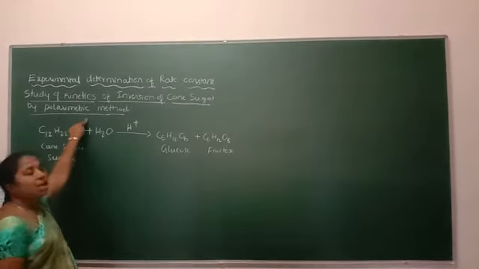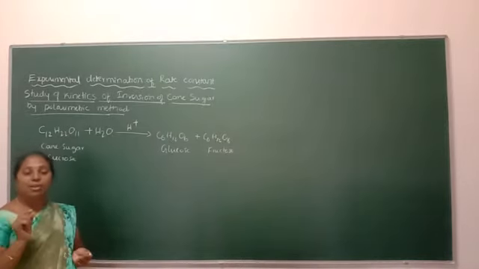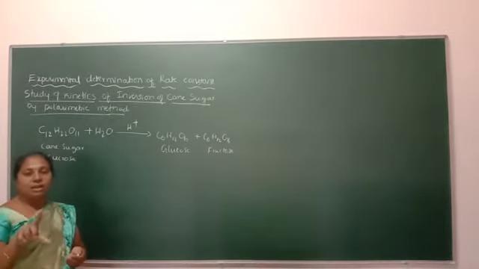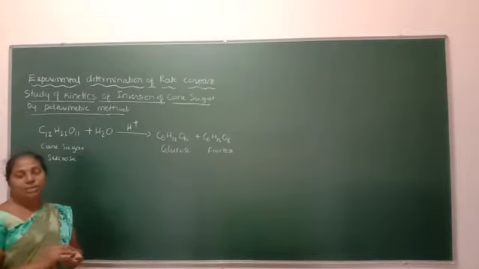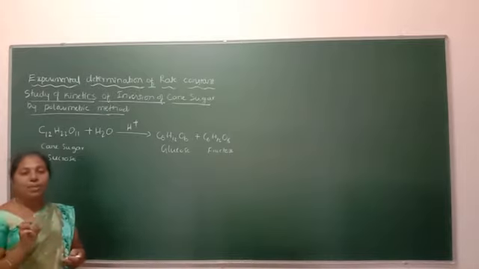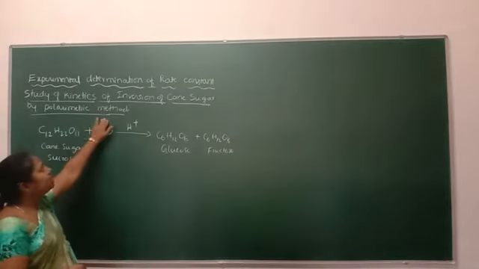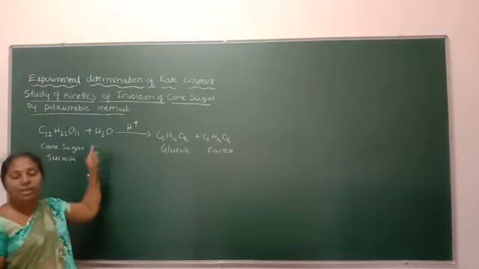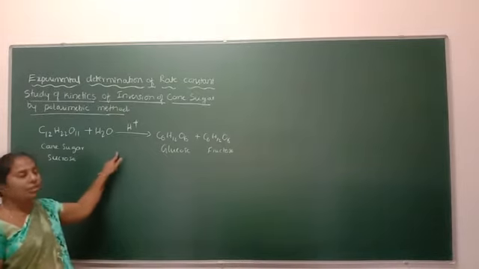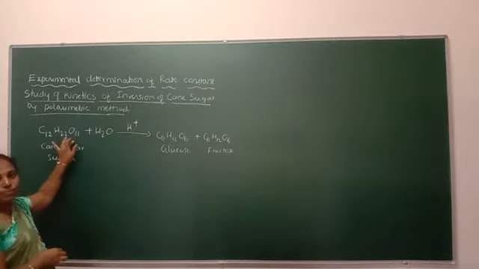So what is this polarimeter? A polarimeter is one of the instruments with which we can measure the rotation of plane polarized light. That means we can identify whether the compound is dextrorotatory or levorotatory by using the instrument called polarimeter. By using this method, we can measure the rate or the rate constant of this chemical reaction. For that, first we have to take this sucrose.